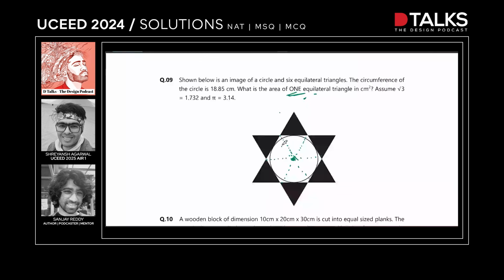So you know these two sides are the same, right? That means these two angles are going to be the same. And you know this angle is 60 degrees. That means this is an equilateral triangle, right? I am so sorry.